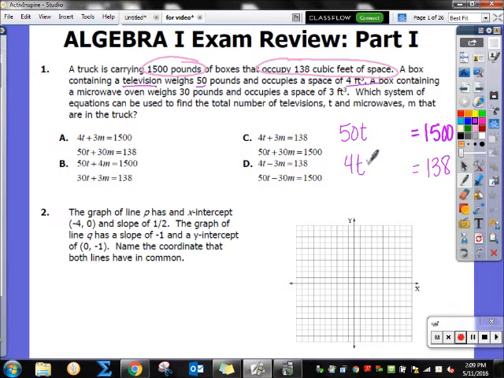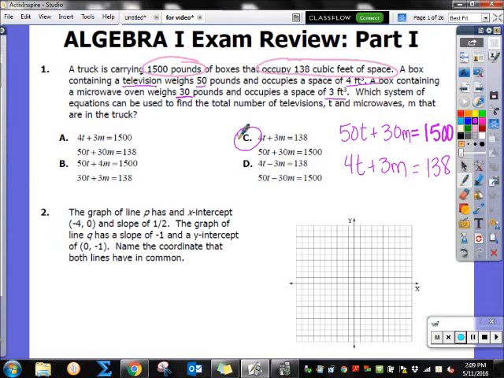Then if we go to our microwave, the microwave weighs 30 pounds, so that's going to go in the pound equation, so 30 times the number of microwaves, and it occupies 3 feet of space, so plus 3M. And from there you just have to find the one that matches, and that one would be C.